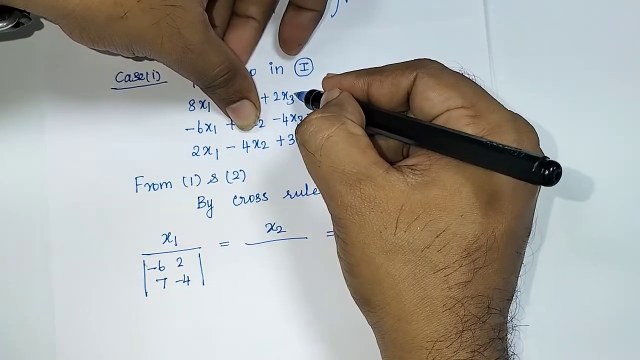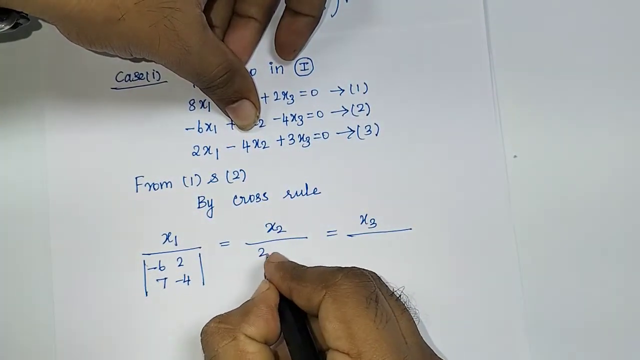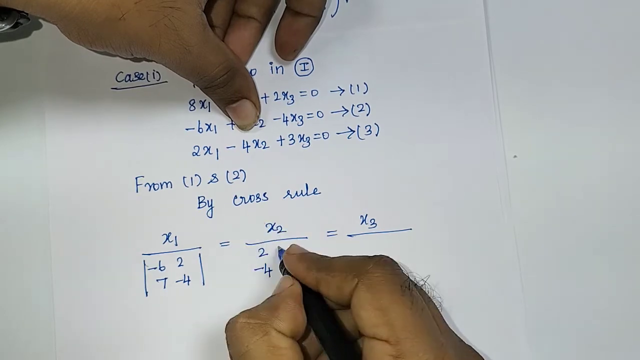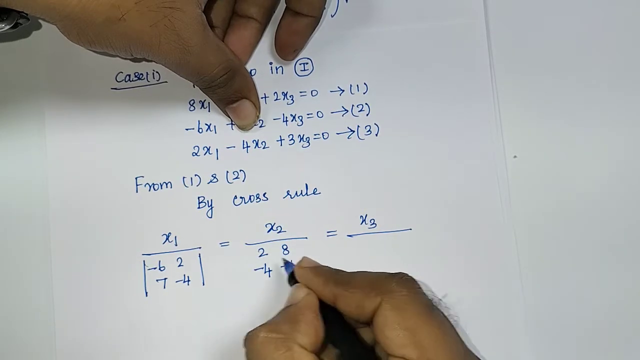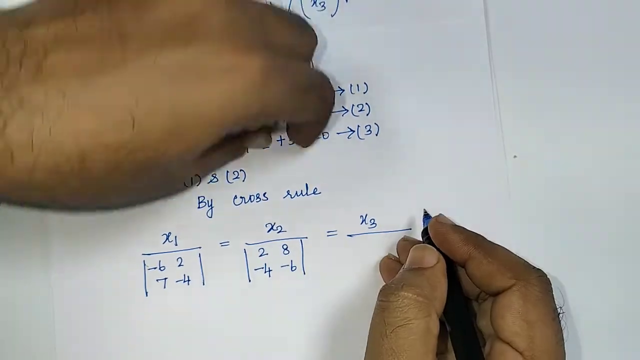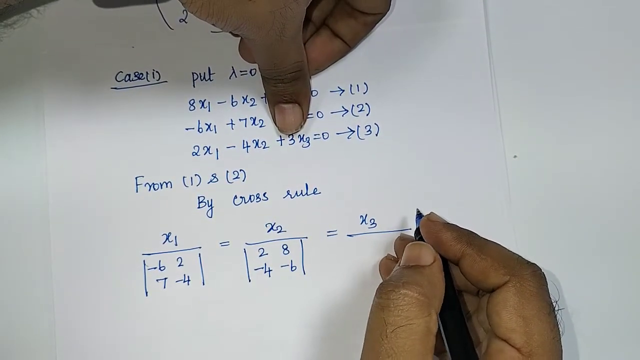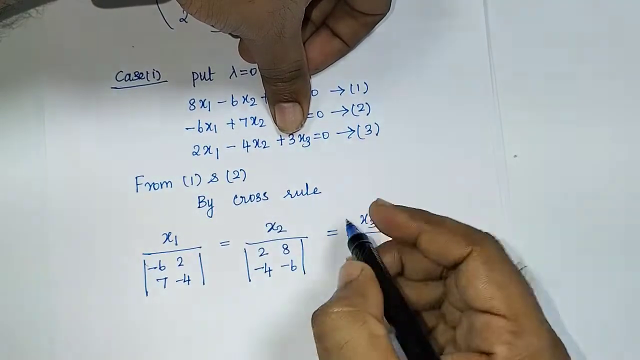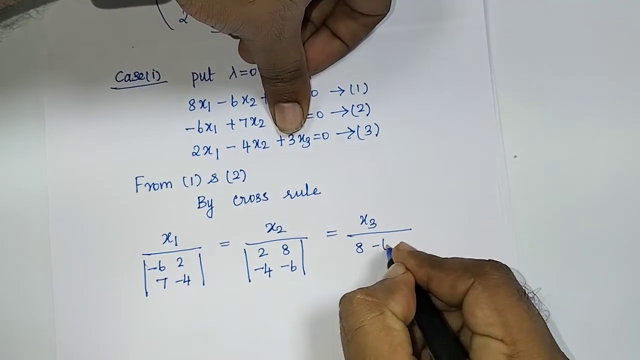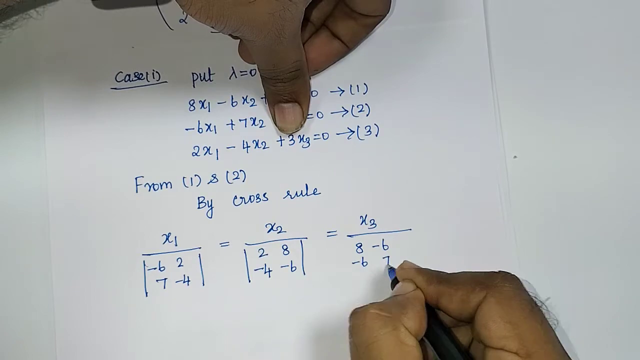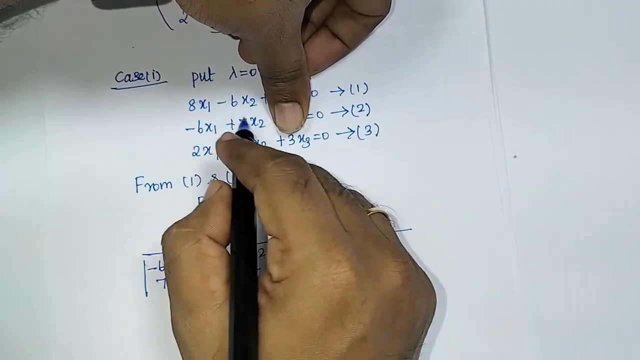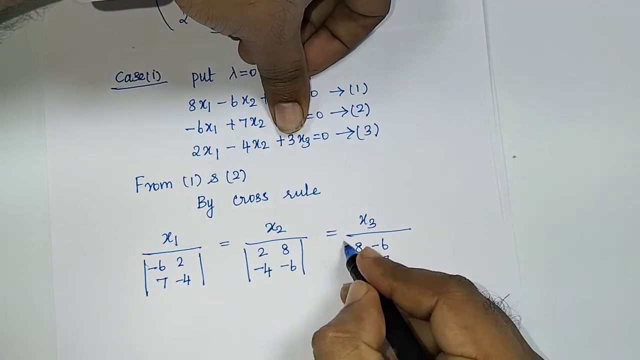First you can write always the x3 coefficient, that is 2, minus 4, and x1 coefficient 8, minus 6 from the two equations. And I am going to find x3, that means omit the x3 coefficient from both the equations. Remaining you can write in determinant form 8, minus 6, minus 6, 7. x1, x2 coefficients in these two equations.